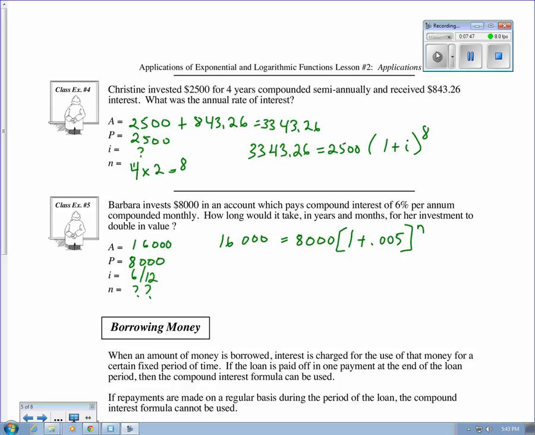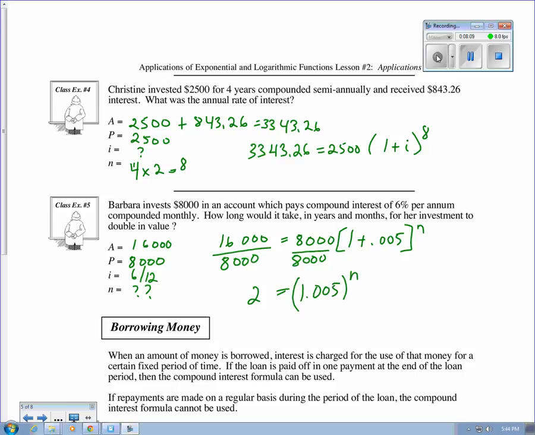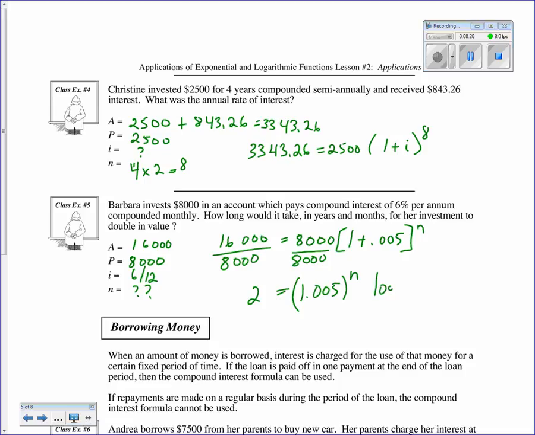I'm going to divide by 8,000. So 16,000 divided by 8,000 is 2. So 2 is equal to 1 plus 0.005, which I can actually add: 1.005 to the n. And now with my unknown in the exponent position, I'm actually going to use log rules to help me solve. And I'm going to say that log of what is equal to n.